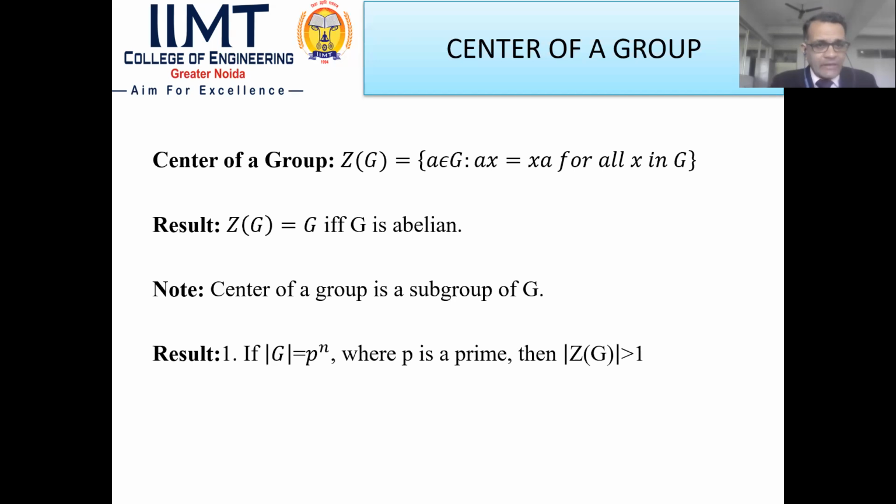Now we have some definitions and some results. The center of a group, denoted by Z(G), is equal to the set of A belonging to G such that AX is equal to XA for all X in G. If G is an abelian group, then Z(G) will be the whole group G. So Z(G) is equal to G if and only if G is abelian. Now, the center of G is a subgroup of G. We have a result: if the cardinality of G is equal to P raised to power n, where P is a prime, then the cardinality of Z(G) is greater than 1.